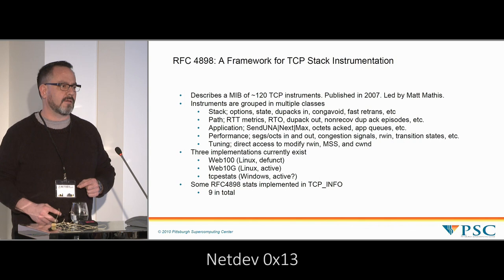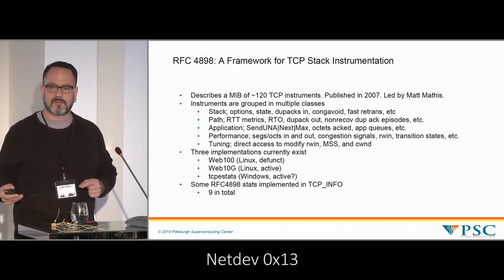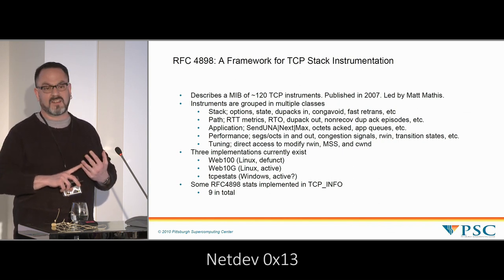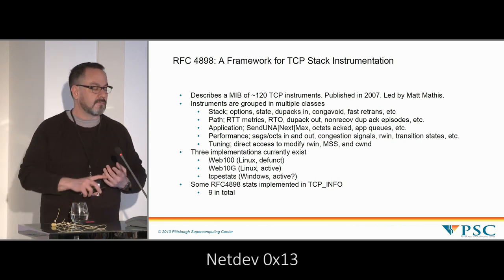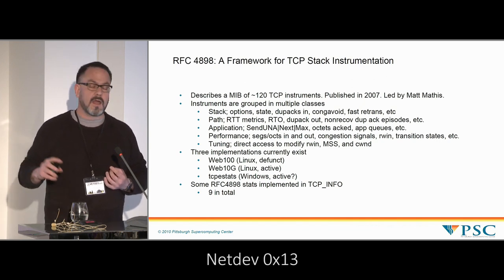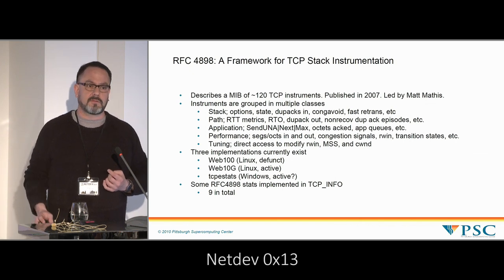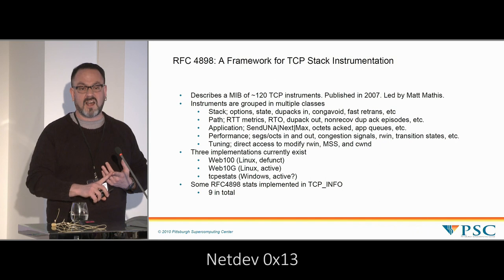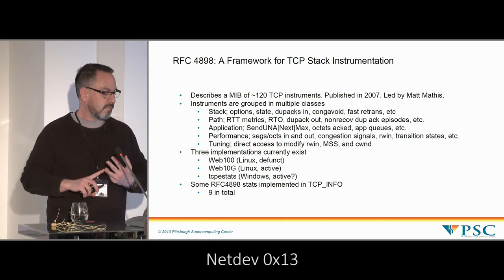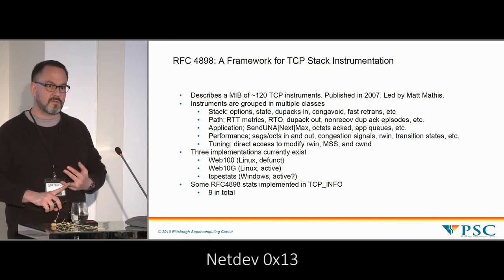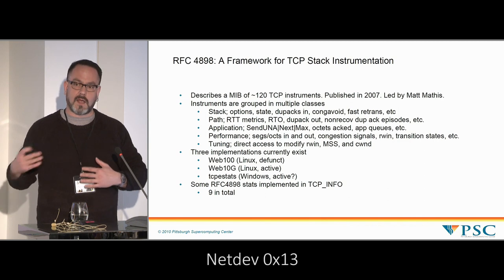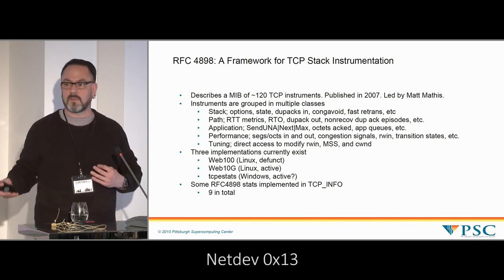Now, these instruments we have grouped into a number of classifications. These deal with stack, which would be options, state, dupacks, congestion avoidance events, things like that. Then we have our path metrics: RTT, RTO, dupacks out. Application metrics. Now, we found the application metrics to be very important. These would be send unacknowledged, send max, the number of octets acked, both at 32 and 64-bit. Things dealing with the application queues so that we can get some information about how the application is interacting with the stack. We have the performance stack, which would be segments and octets in and out.